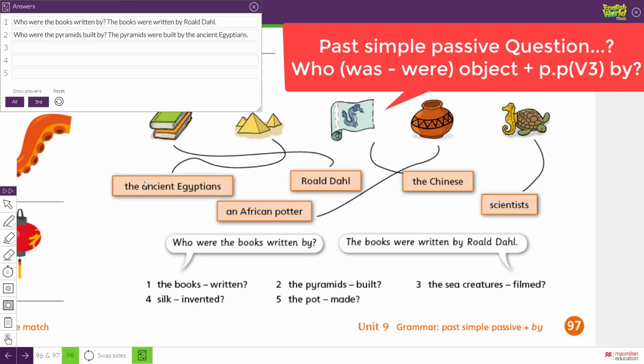Okay, let's move to the third one. Here we have the sea creatures filmed. Okay, I'm going to give you another 1 minute to think of this alone. Try to form the question on a paper and write down the answers following the model.